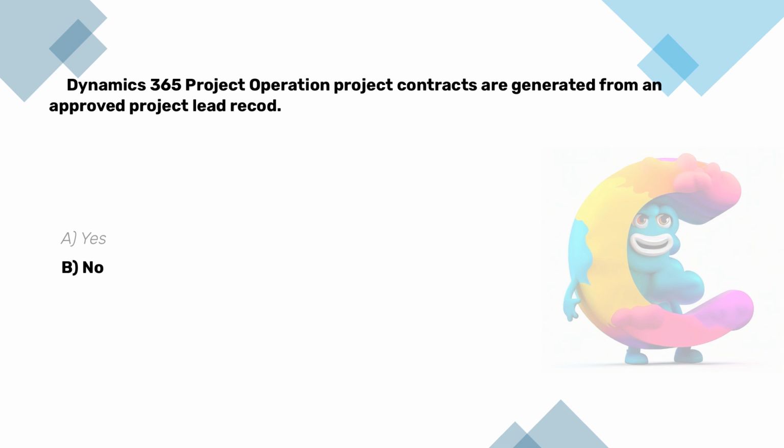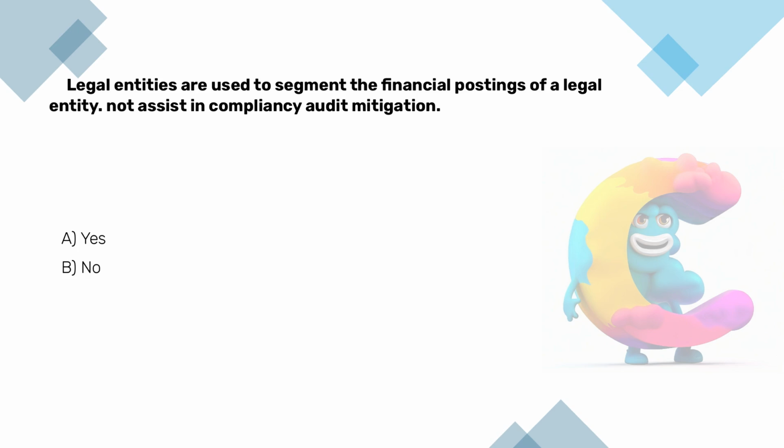While leads help identify potential sales opportunities, they don't provide the detailed information needed for a project contract. Legal entities are used to segment the financial postings of a legal entity, not assist in compliance audit mitigation. Is it correct?